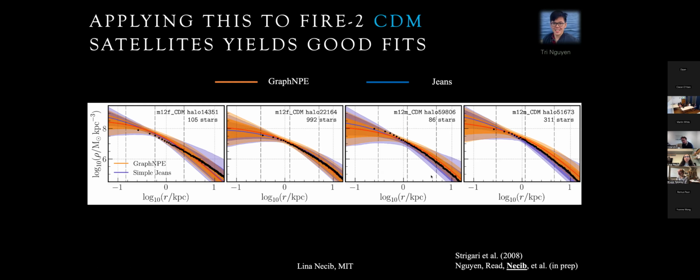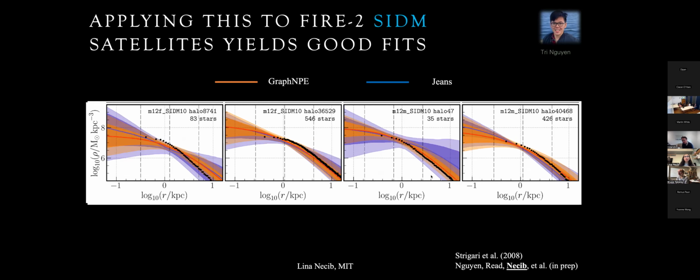So to make sure that we are testing it on both regimes, we did this also with self-interacting dark matter. This one overshoots a little bit, but again, we're doing much better, especially in the very small regime of 35 stars. We're recovering a lot better than the genes analysis, which gets a little bit lost. And it's also because of the way that binning works.